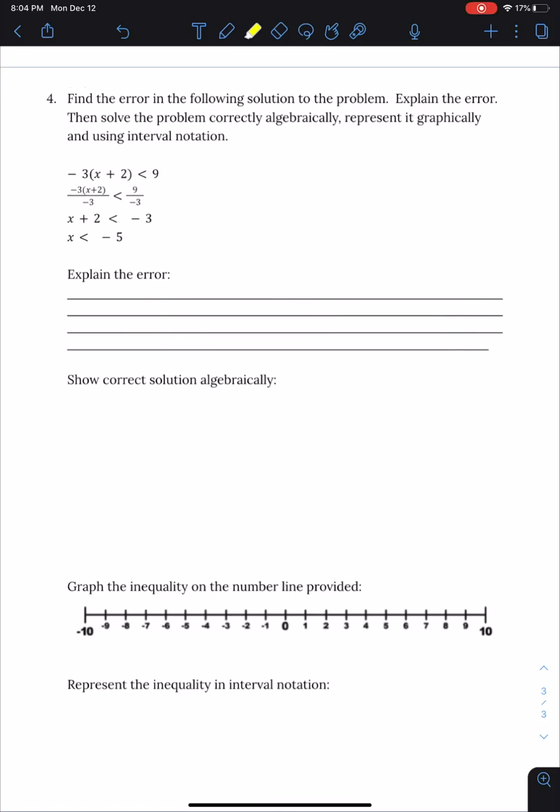Find the error in the following solution to the problem. Explain the error. Then solve the problem correctly algebraically, represent it graphically, and using interval notation.